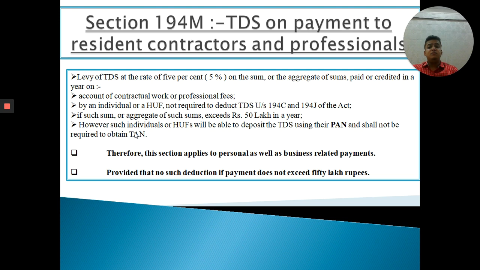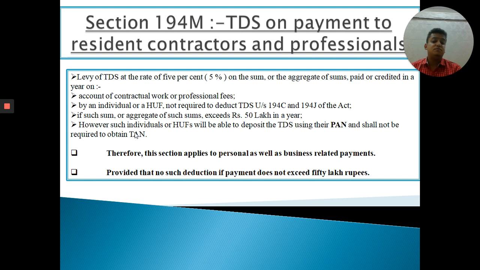Next, we move on to section 194M, that is TDS on payment to resident contractors and professionals. This is a newly inserted section in the Finance Act 2019, which invokes a TDS at a rate of 5% on the sum or aggregate of sum if the total amount of money paid exceeds rupees 50 lakh per year.